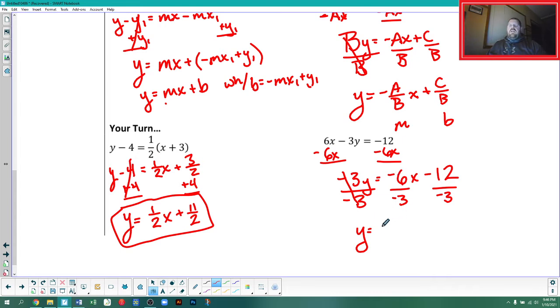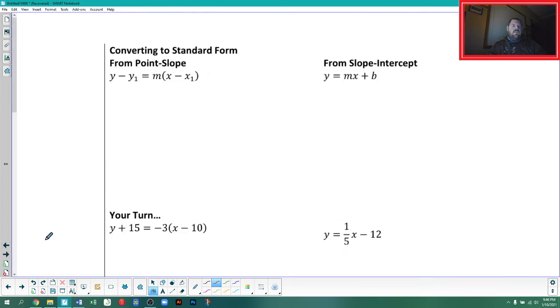Negative 6 divided by negative 3 is 2. Negative 12 divided by negative 3 is positive 4. And there we go. All done. Awesome. Let's look at the next page.